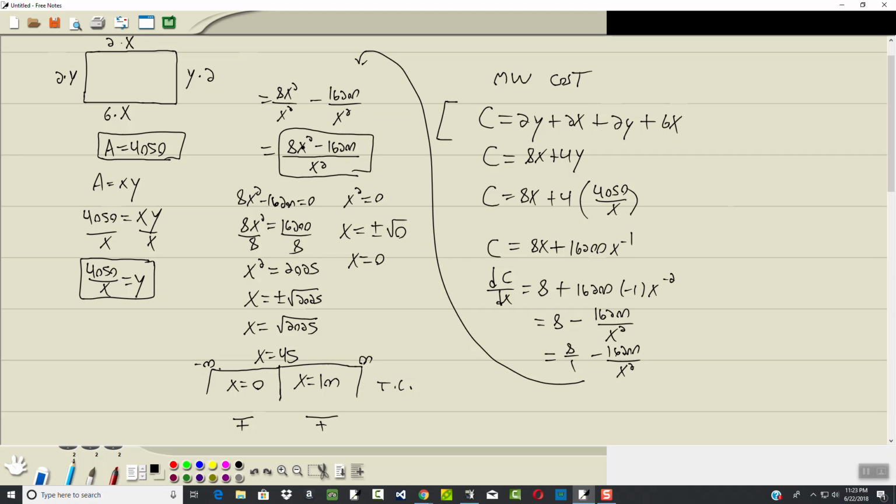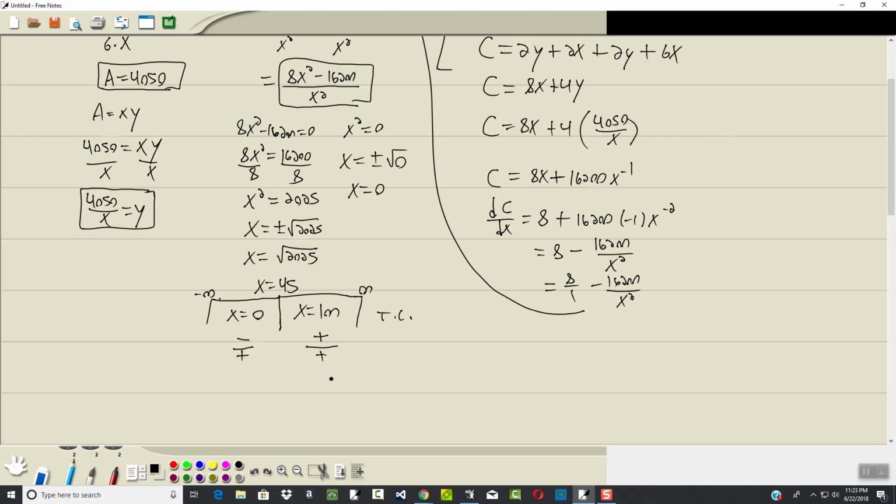Plug 0 in here. 0 squared is 0, times 8 is 0, minus 16,200 is negative. And if I plug in 100 here, 100 squared is 10,000. 10,000 times 8 is 80,000, minus that is positive. Which means that this is negative, so that's decreasing. This is positive, so that's increasing. So it is indeed a min.